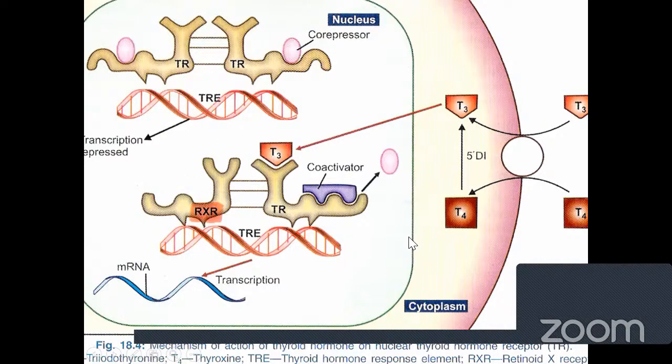Then this activated receptor moves towards the DNA structure and stimulates a specific gene sequence in the DNA, that is the TRE, thyroxine response element or thyroid hormone response element. So it will be stimulated and then there will be transcription and synthesis of mRNA and different proteins. We have seen that T3 has more affinity towards the nuclear receptor. So T3 will cross the cytoplasmic membrane, enter into the nucleus and bring about all those actions. So the thyroid hormones.